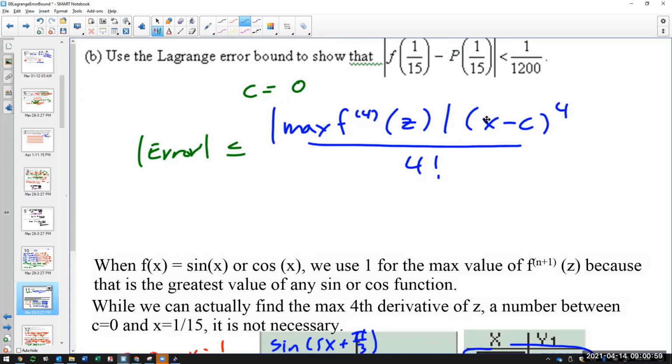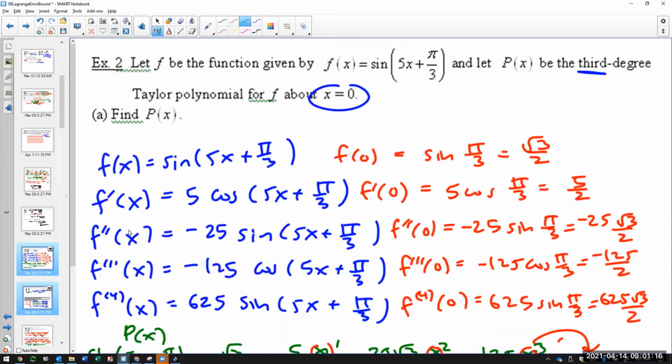So here's this, guys. What's my x in this problem? What's my c in this problem? What's my maximum derivative in this problem? Well, this is the fourth derivative, right? So look, we found the fourth derivative down here. Here's the fourth derivative. Do you guys see it? This is why I knew to do the fourth derivative.